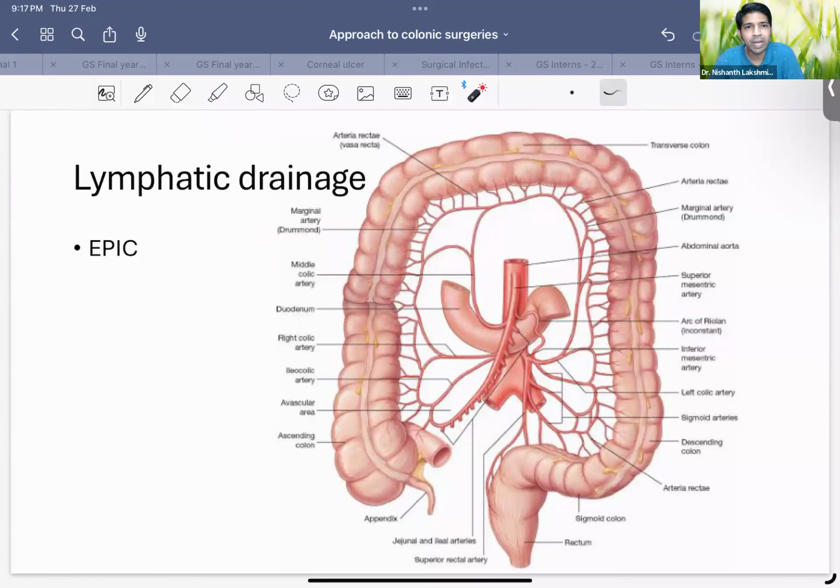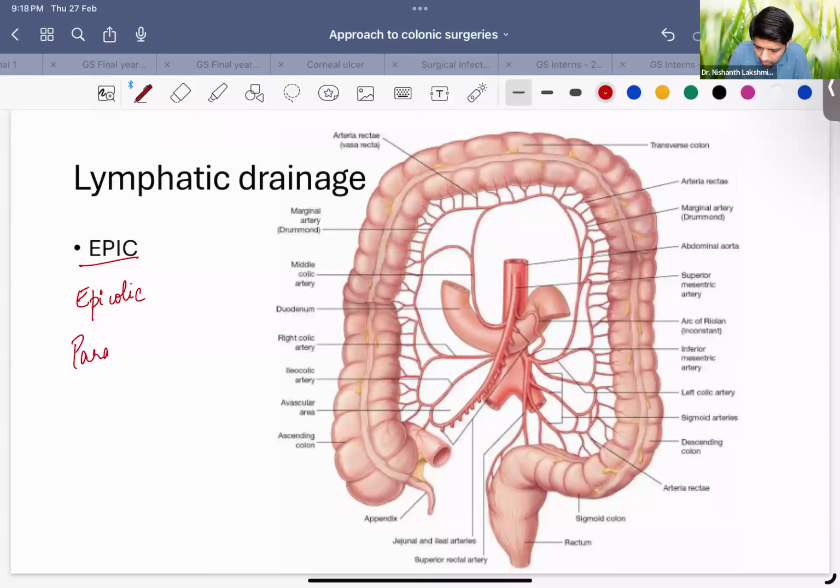Now going on to lymphatic drainage. The mnemonic for it is EPIC. E stands for epicolic, paracolic, intermediate, and central. So the mnemonic is EPIC. Central is also called the main group of lymph nodes.